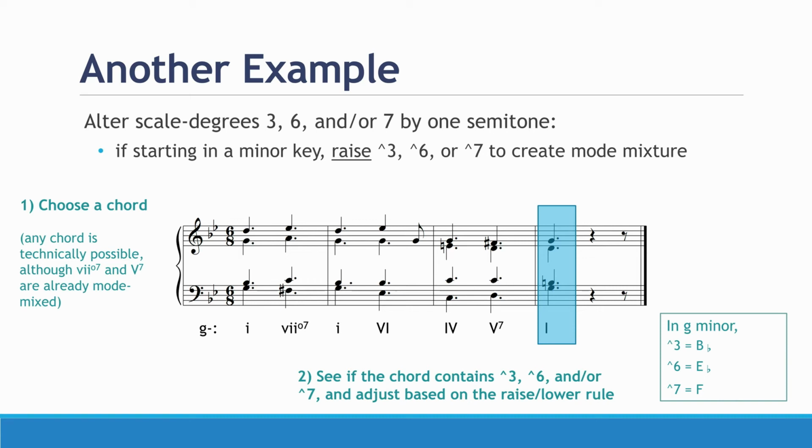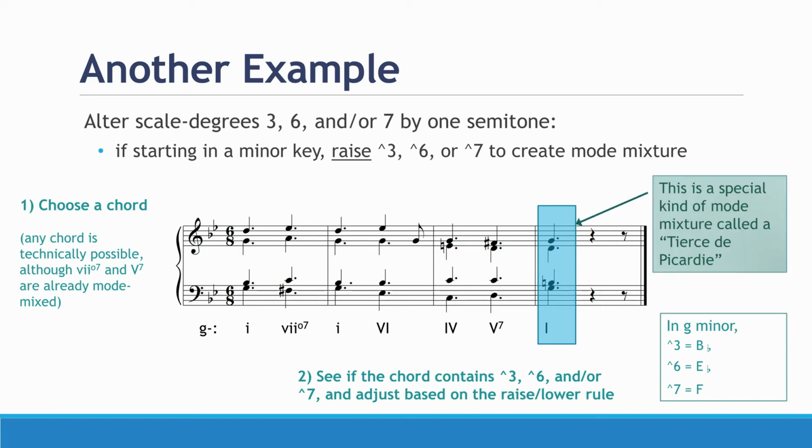You might have actually already learned this concept last year, or you might have learned it in Royal Conservatory, because this is a special kind of mode mixture which is called a tierce de Picardy, or Picardy third. A tierce de Picardy is the use of mode mixture in a minor key on the tonic chord at the very ending of your phrase or your piece. It creates a much brighter sound, and as a result it sounds a lot more conclusive because of its brightness and because of its resemblance to the major key.